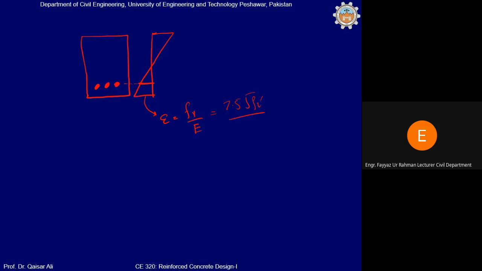And also I told you in the previous class that you can calculate the elastic modulus of concrete using the relation 57,000 under root of FC prime. From this relation you can calculate the elastic modulus of the concrete. So putting this value here, 57,000 under root of FC prime, from this you can calculate the strain at this stage. Calculate this quickly.